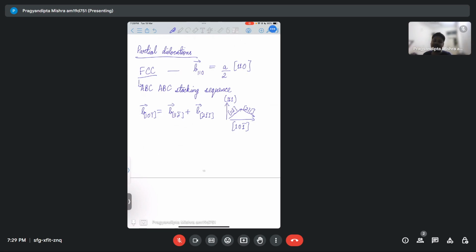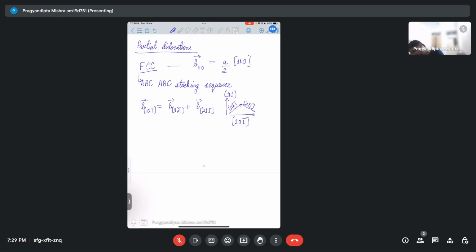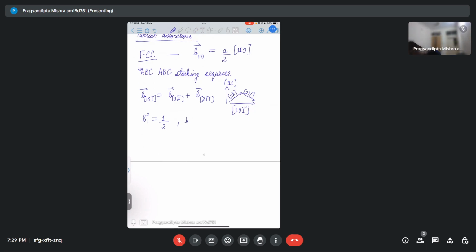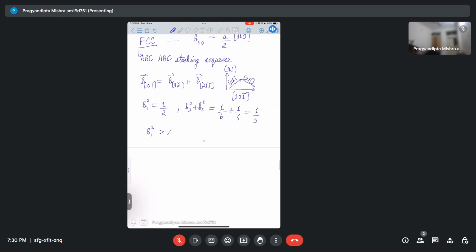Now, if you want to calculate the energy associated with a dislocation, what do we have to do? We have to do G b square, and G, let's say, cancels. So if I say this is B1, 101 is B1, then B1 square is a by 2 times 101 bar, so 1 by root 2 squared, which is 1 by 2. While B2 square plus B3 square, with 112, will be 1 by 6 plus 1 by 6, which is 1 by 3. So as you can see, B1 square is greater than B2 square plus B3 square.